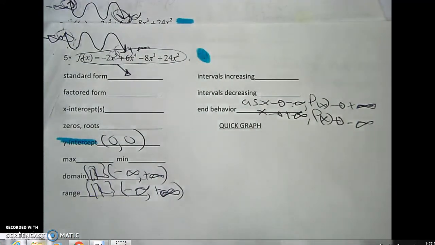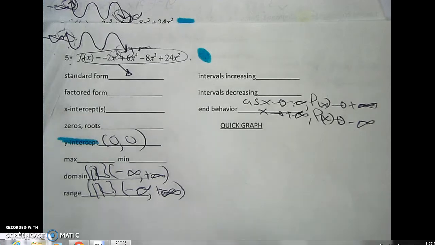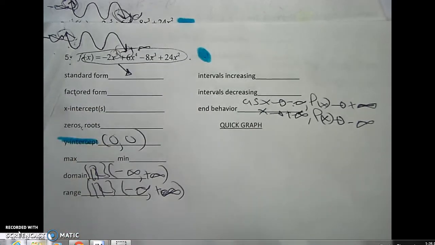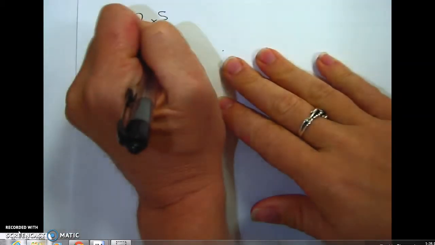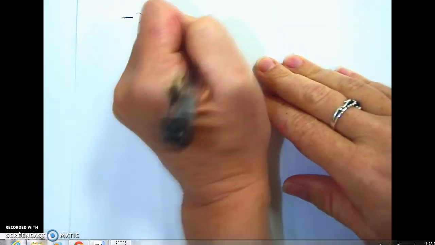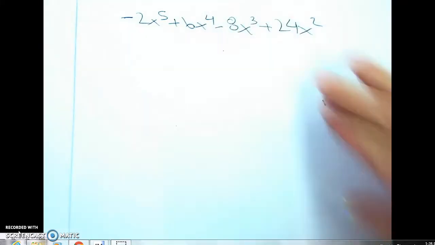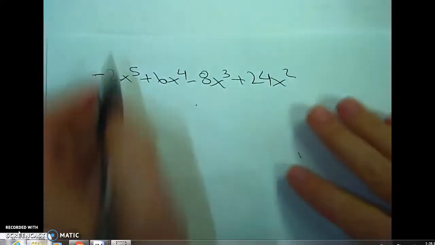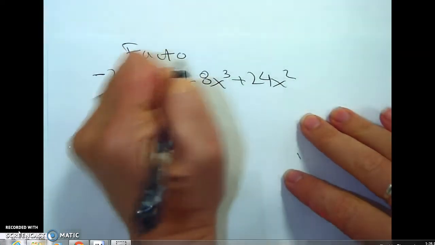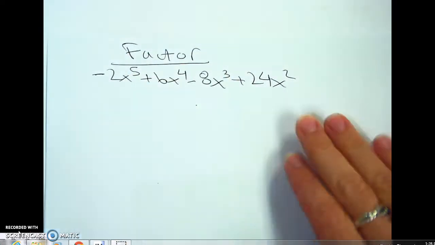All right, I've filled in what I can. Now I need to factor so that I can get the rest and figure out the intervals. So I'm going to put this on a separate piece of paper. Negative 2x to the 5th plus 6x to the 4th minus 8x cubed plus 24x squared. I'll show you how to factor it first because I think that's the easiest thing to do for me.